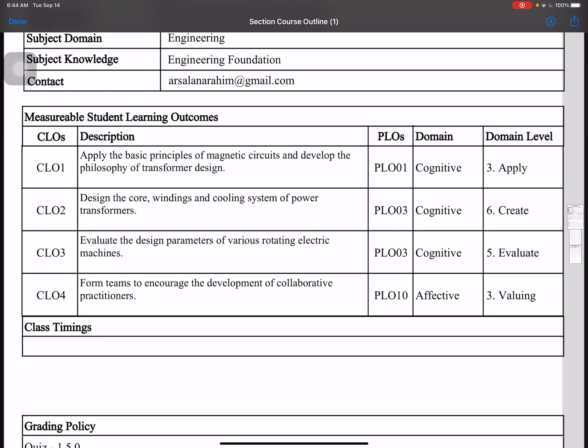There are 4 CLOs for this course, and as you can see, the first one is the basic principles of magnetic circuits and the philosophy of transformer design. One very important thing to learn in this course is that any design can be the best, any design can be the worst. One design may suit one manufacturer while another may not, solely because the other one is very cheap, very cost effective. But on the other hand, we are going to learn the trade-offs, which means you will understand that by increasing the flux or flux density or any other parameter, what benefit you are going to get on the cost side.